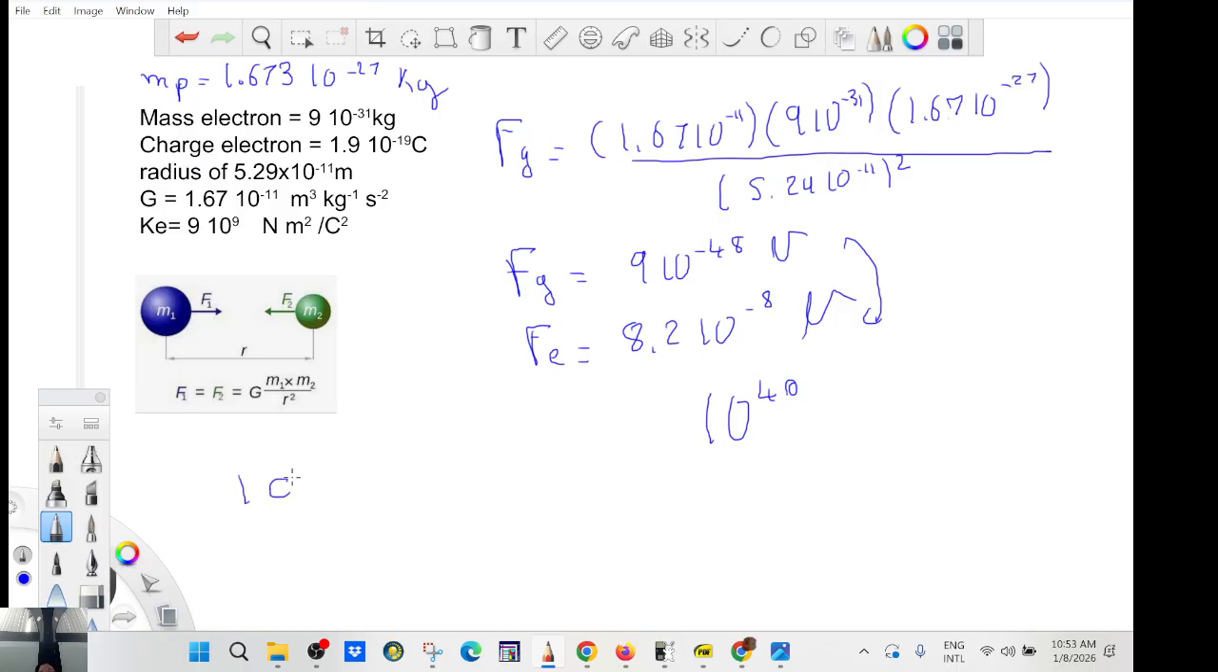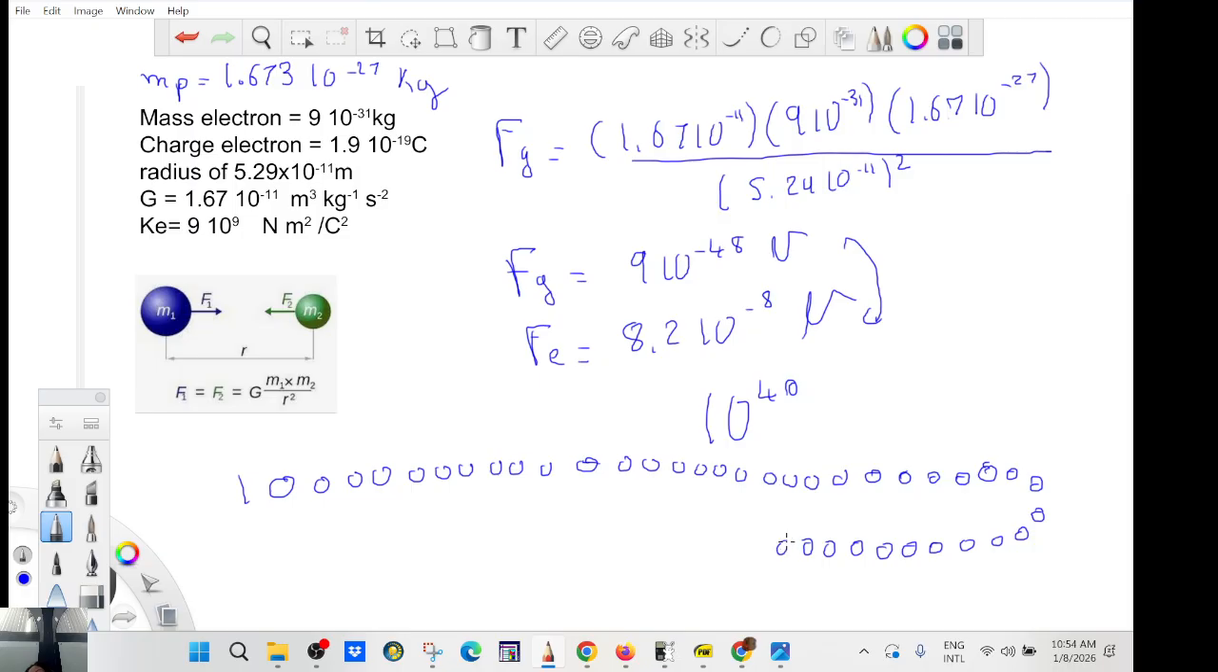So how much stronger is the electric force? It will be 1, 2, 3, 4, 5, 6, 7, 8, 9, 10, and so on up to 40. So it's a big factor, right?